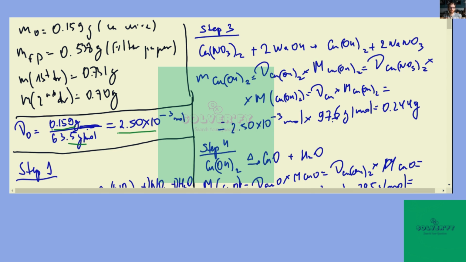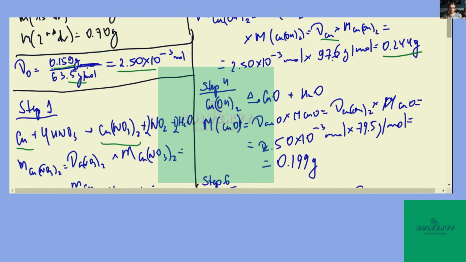Next, the next reaction is formation of copper hydroxide from copper nitrate and 2 moles of sodium hydroxide. The byproduct is 2 moles of sodium nitrate. Again, we can calculate the mass of copper hydroxide by using the corresponding number of moles of copper hydroxide, then copper nitrate, and finally copper metal, and it equals the following.